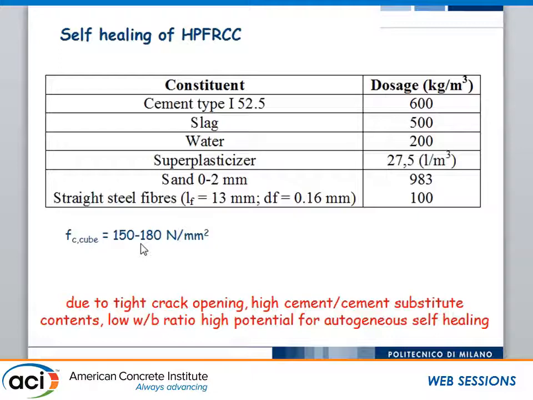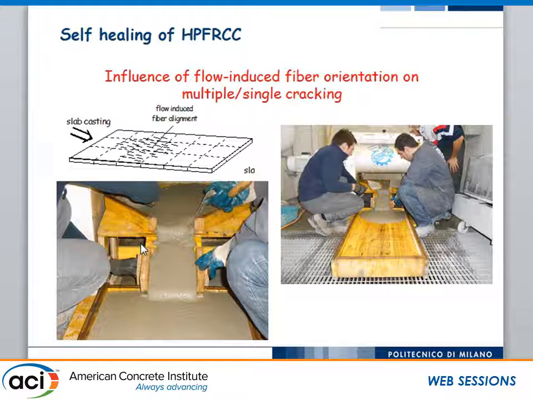We got the cube compressive strength ranging between 150 and 108 MPa. And as a matter of fact, this material is self-leveling. So we wanted also to take profit of this self-leveling ability to align the fibers along the flow direction, in case this flow direction coincides with the stress direction applied during loading. So we built up this kind of small chute in order to favor the alignment of the fibers along the flow. You can see the good performance in the fresh state that we had.